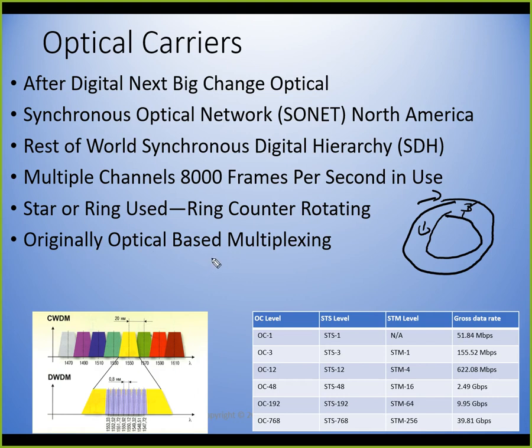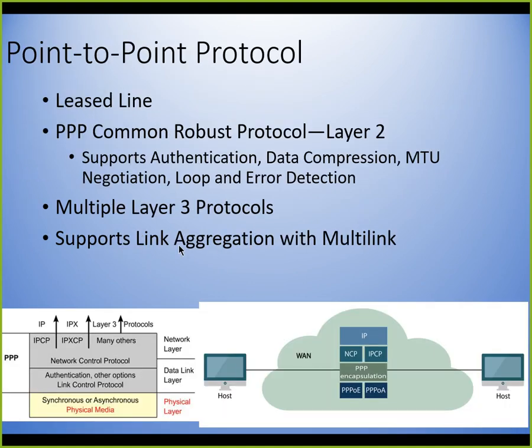Originally, optical was used for optical-based multiplexing, and then we looked at coarse wave division multiplexing and dense wave division multiplexing, basically breaking the light into colors, into frequencies, and the speeds that we get when we go to these. Down here, the OC-768 is pretty fast. It's about 40 gigabits per second. A lot of the OC standards are used for voice transmission for the long lines that phone calls go on, or that now data goes on, to get from point A to point B.